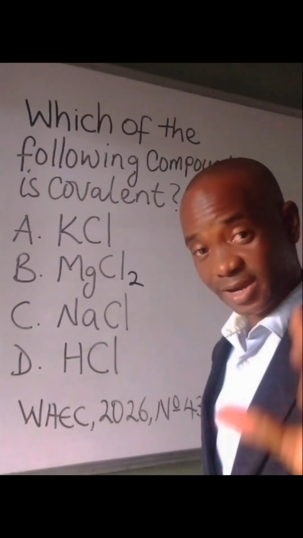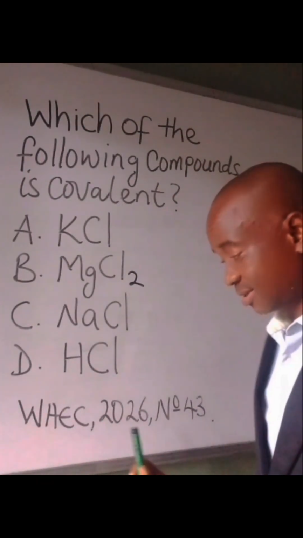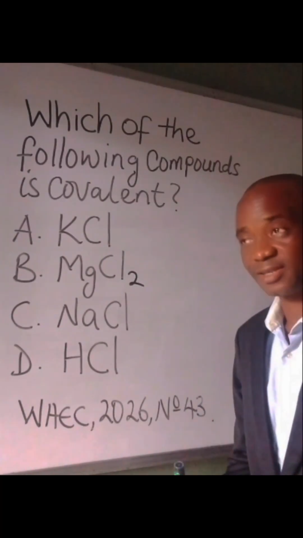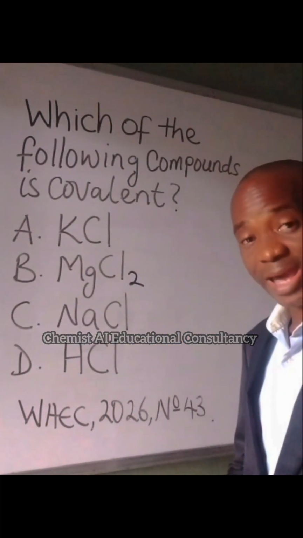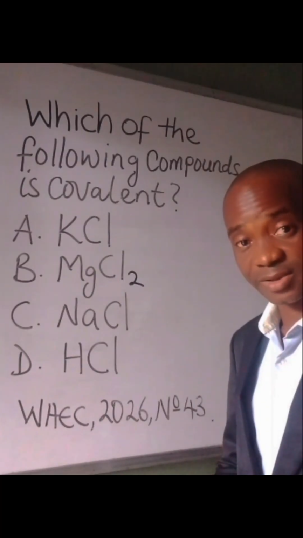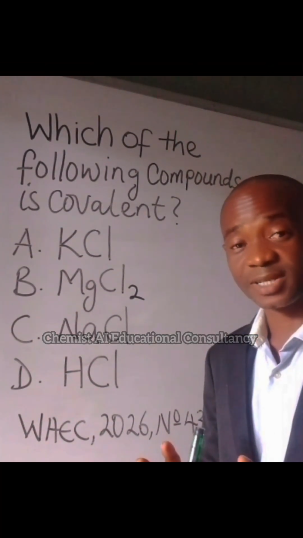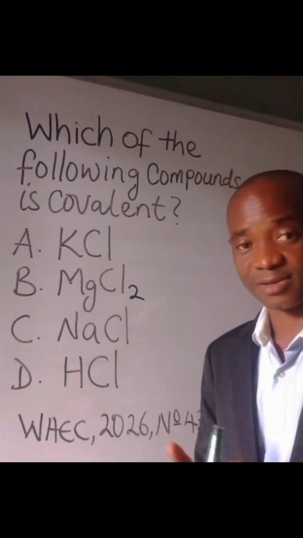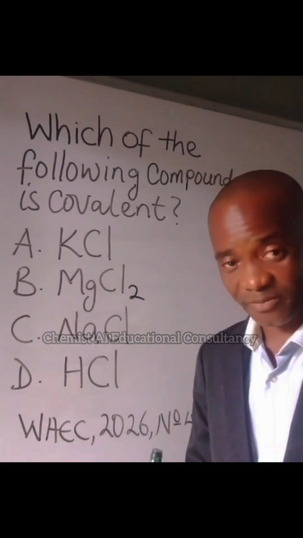If you are still confused about chemical bonding, watch this video. This is WAEC 2026 number 45, and the question says, which of the following compounds is covalent? We have two main types of chemical bonding. One is ionic, two is covalent. So ionic bonding leads to ionic compounds, while covalent bonding leads to covalent compounds.